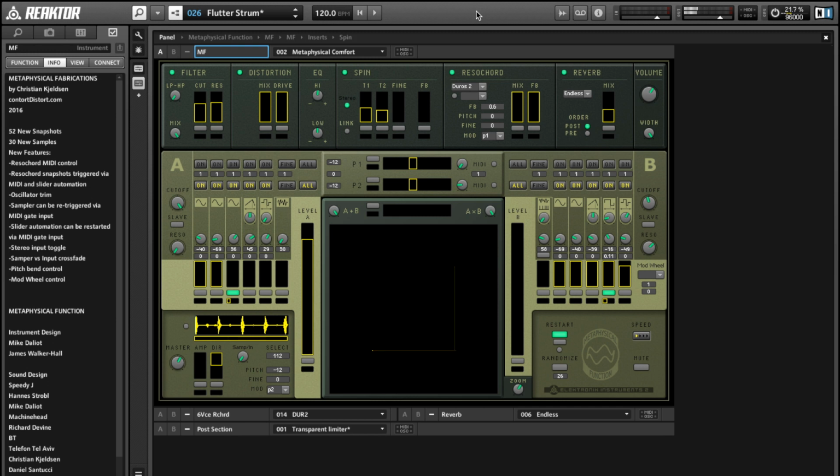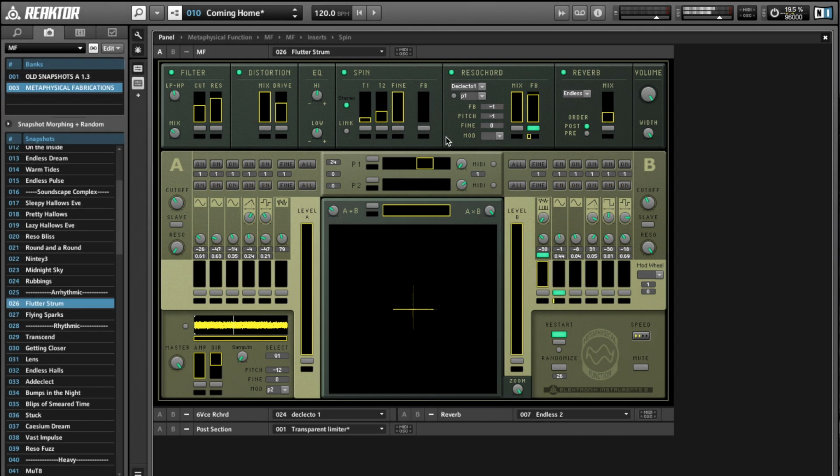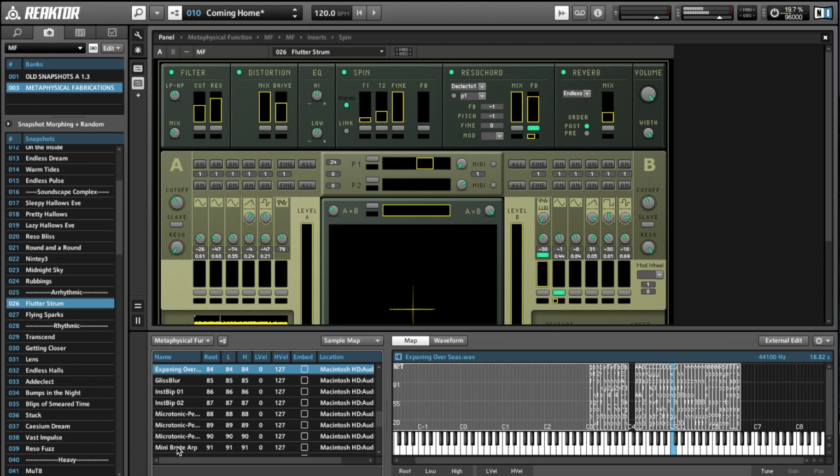In this video, I'll be going over some of the sound design techniques that went into creating some of the sounds in Metaphysical Fabrications. Let's take a look at preset 26, Flutterstrum. This was made with a Mini Brute analog synth.